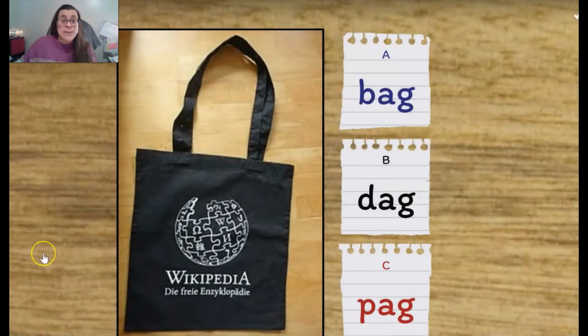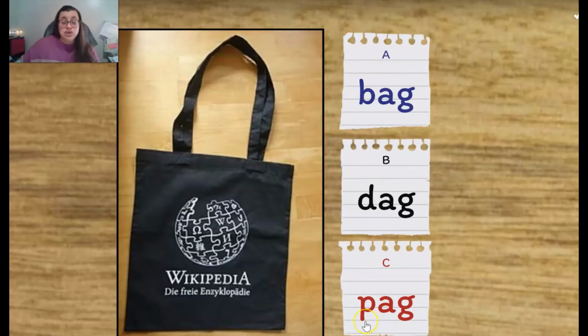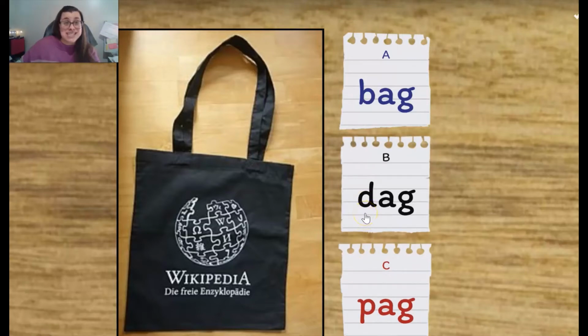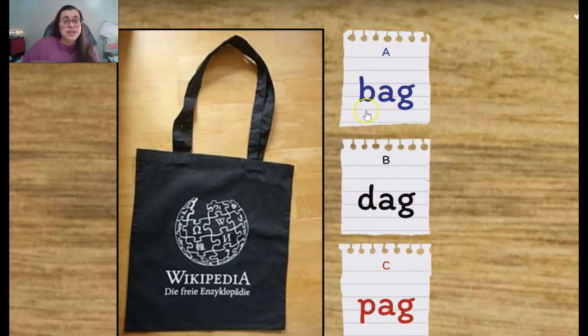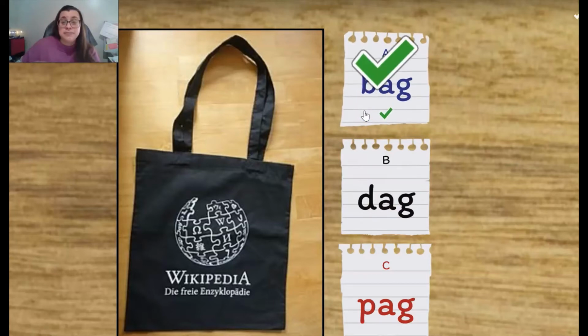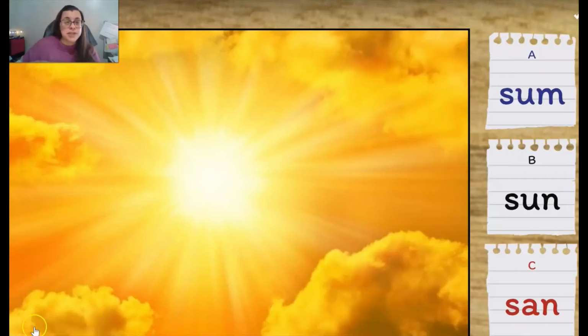The first picture is a bag. Bag. How do we spell bag? Your teacher's going to pause the video. Bag. Let's tap it out. B-a-g. I hear b at the beginning. So if I look at my answer choice C, that begins with P, and so it can't be that because P makes the P sound. And then I have D, which makes the D sound. We're looking for B. It can't be that, so it must be this word. Is this the word you wrote? Let's see. Great.